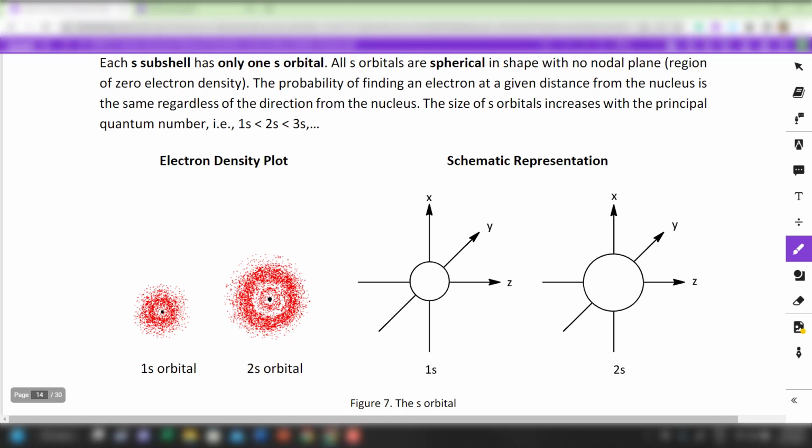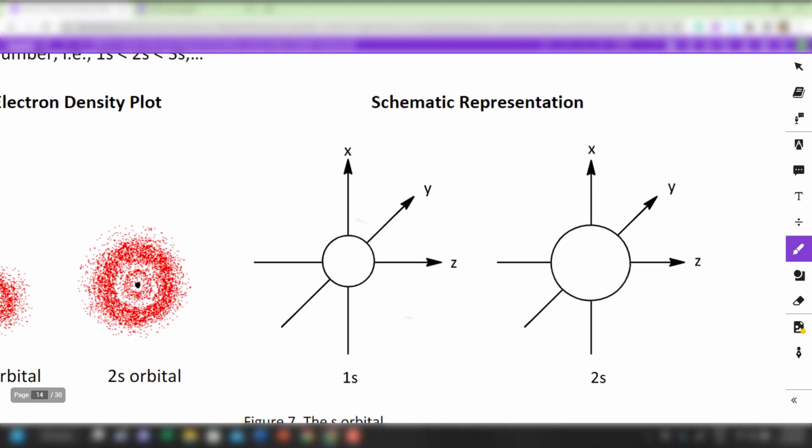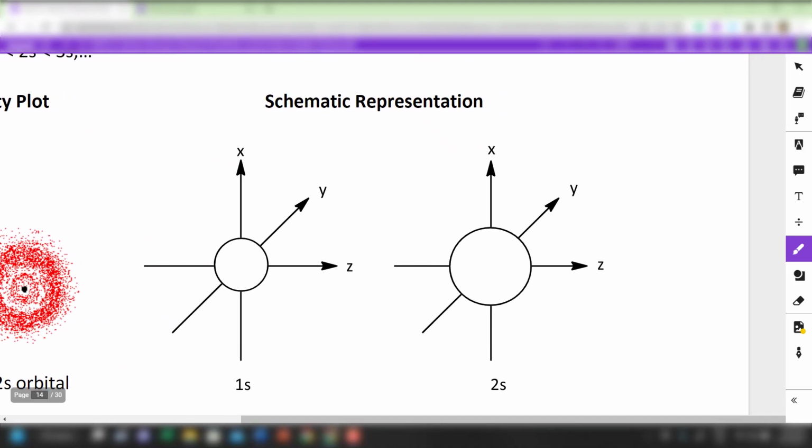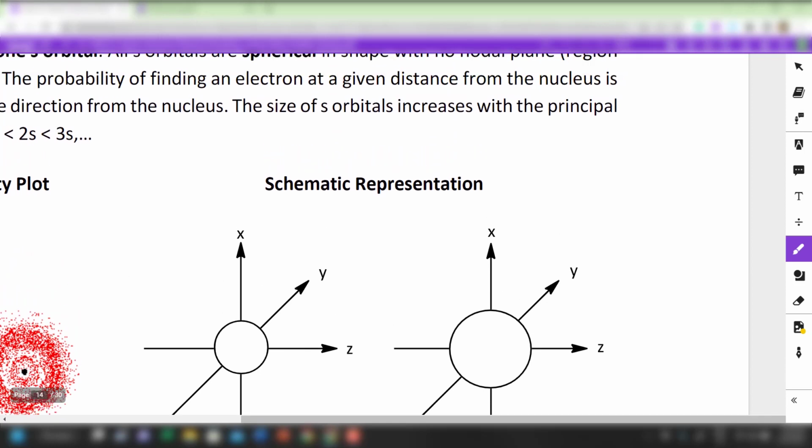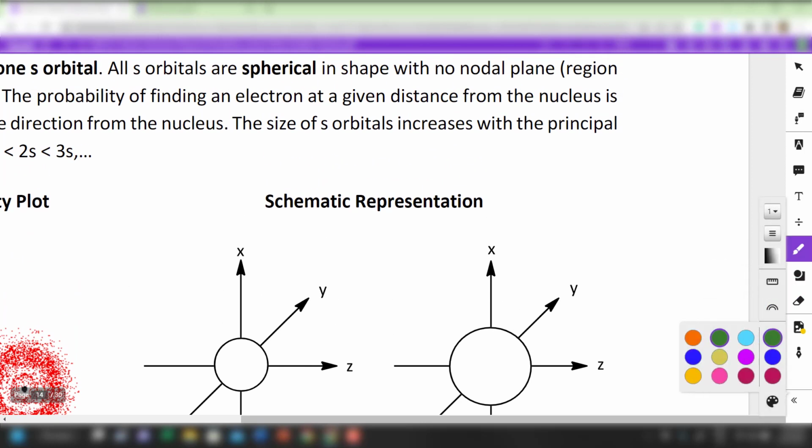You should draw them out as though they are three-dimensional. How do you do that? I'll just illustrate it with 1S. What I normally advise students to do is to first draw the sphere out as a circle. You don't need to do shading, just draw the sphere out. And after that, you can draw out the axes.